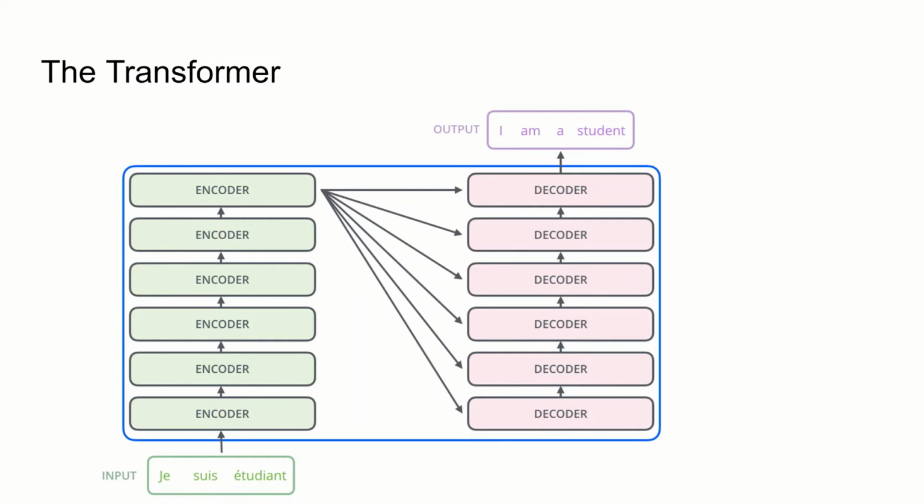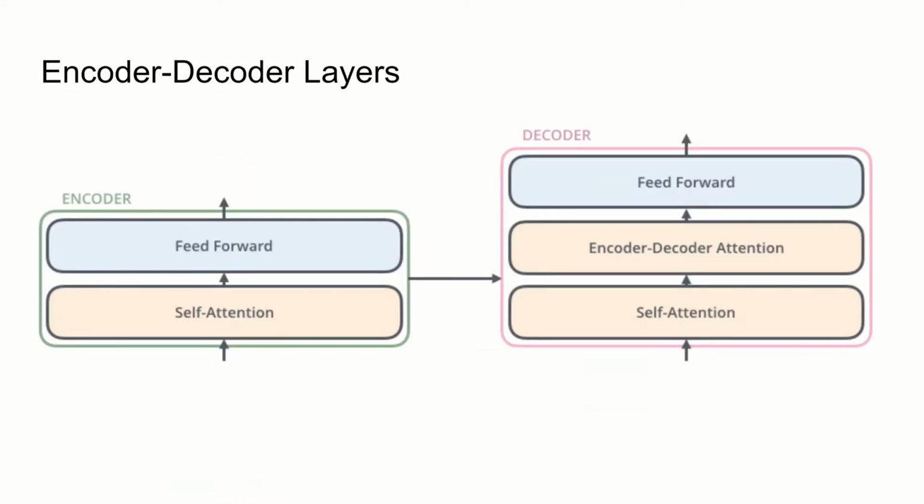This context is then given to the decoder, which takes this context tensor and turns it into a tensor representing English text. This is a closer look at the encoder and decoder layers. Most important is the self-attention and the encoder-decoder attention, which we will be implementing as multi-headed attention modules.